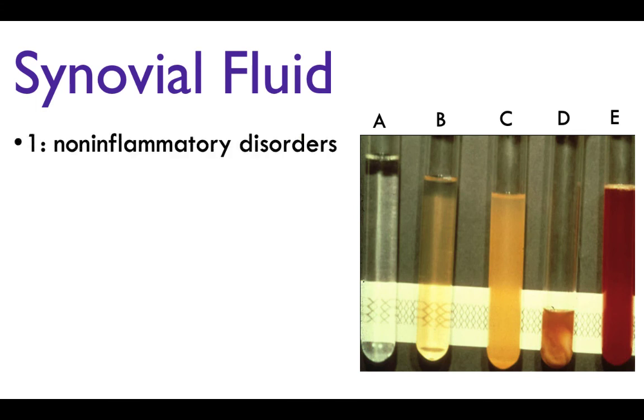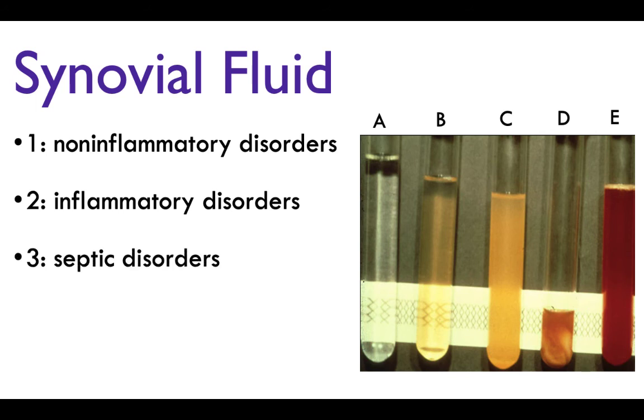You can sort of see how these different tubes might reflect different disorders. So you can have a disease that is non-inflammatory. Letter A would most likely represent a normal synovial fluid, although the volume there is super high, so I'm wondering if that was actually synovial fluid to begin with. There can be inflammatory disorders, things that are causing fluid leakage into the joint capsule, and that would probably look more like letter B. Septic disorders would be either C or D, meaning you have some sort of infection going on in there.